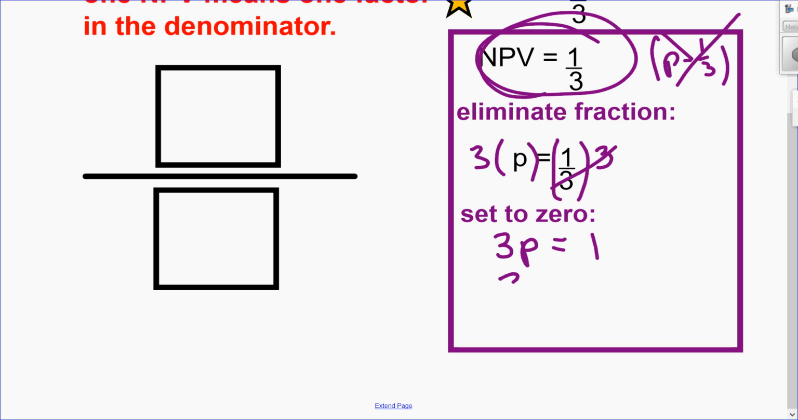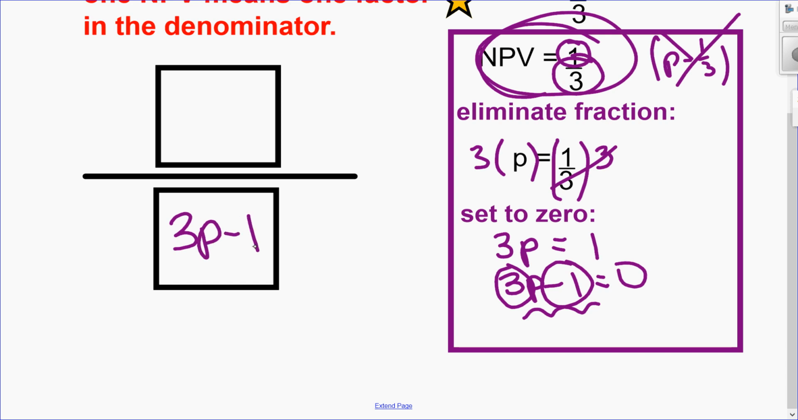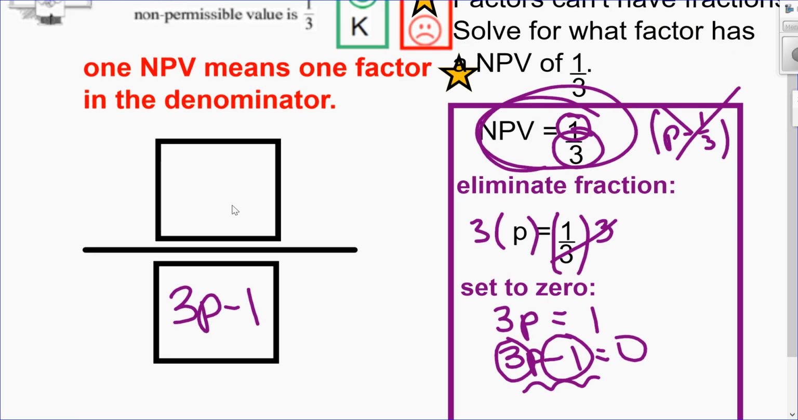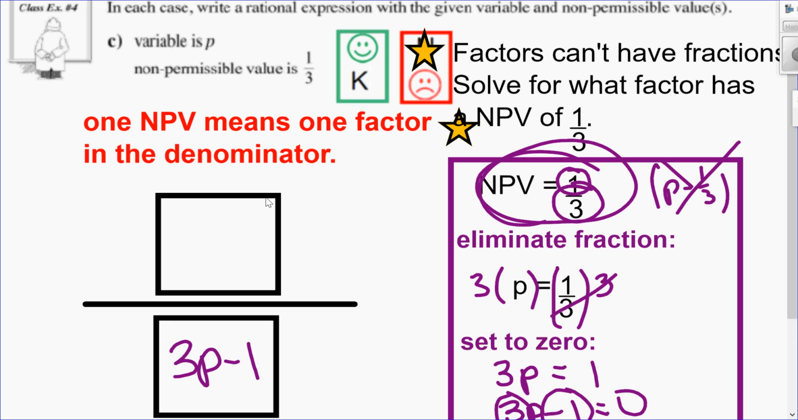Okay, and then I'll subtract 1 from both sides. And this is my factor, 3p minus 1. Now the opposite rule still works. Watch. Positive 1, the opposite is negative 1. Divide by 3, the opposite is multiply by 3. So there is my factor in the denominator, 3p minus 1. And that's all it said. You can have anything in the numerator. For example, let's have negative 4. So that would be a rational expression that satisfies all of those conditions. But again, remember, you cannot have a fraction in the denominator.